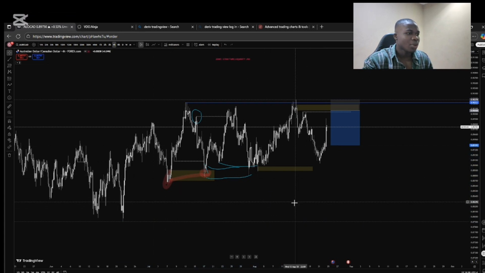Or price can either trigger a sell right here, then come and engineer liquidity for this particular swing level right here. So there's every possibility that that will happen. Everything I'm just saying is just projections, so we can know what we are looking for in the coming week. Nothing special.